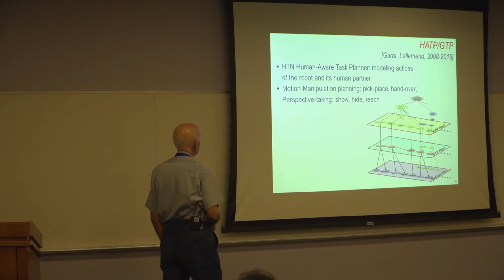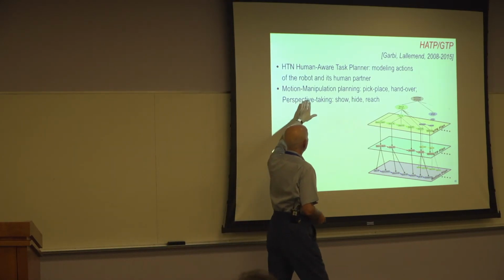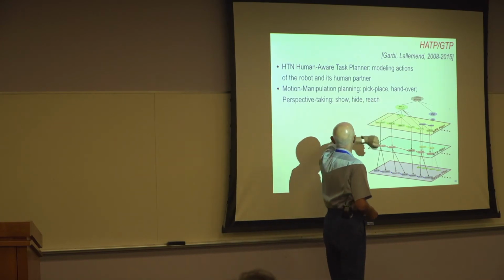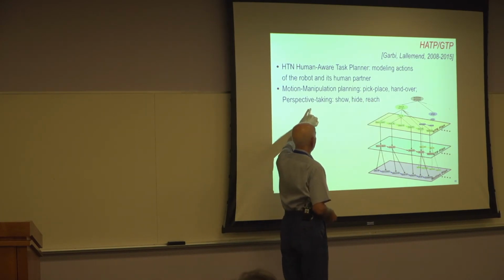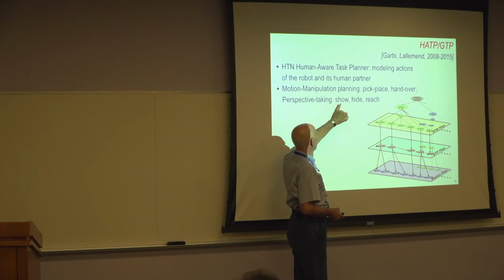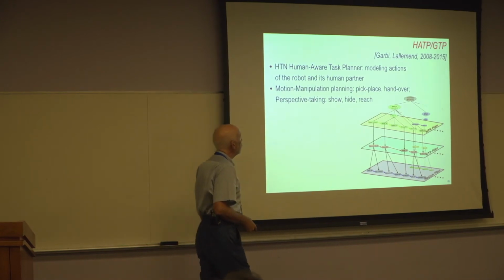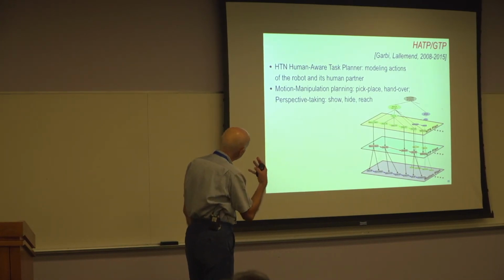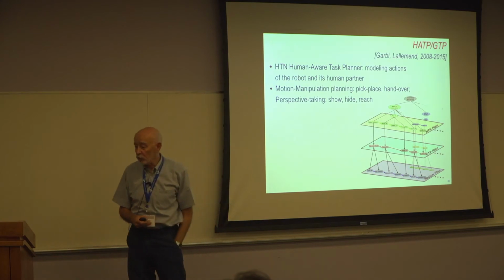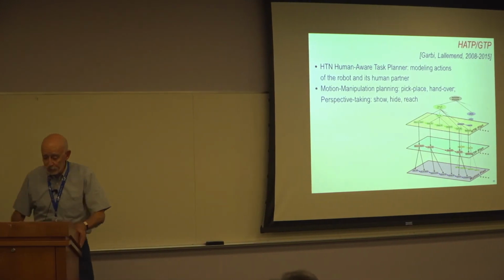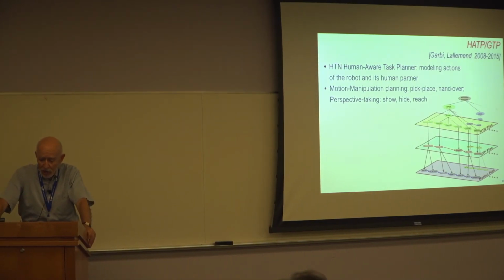And you do motion manipulation planning such as pick, place, handover, but also perspective taking. Here, the action will allow to show something, to hide something. This object will be reachable by the human, will be observable by the human, and here it will not. So it's a quite rich system.